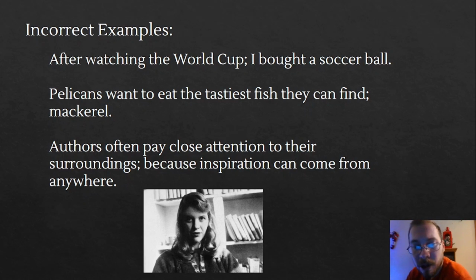And then authors often pay close attention to their surroundings because inspiration can come from anywhere. So the first part here does make sense by itself. It does stand alone. It is independent. But if we look at the second sentence here, because inspiration can come from anywhere is not an independent clause. It needs further information to make sense. And really, you could just take away the semicolon in that sentence and it would be perfectly fine. And for bonus points, who can tell me who this author is down here?